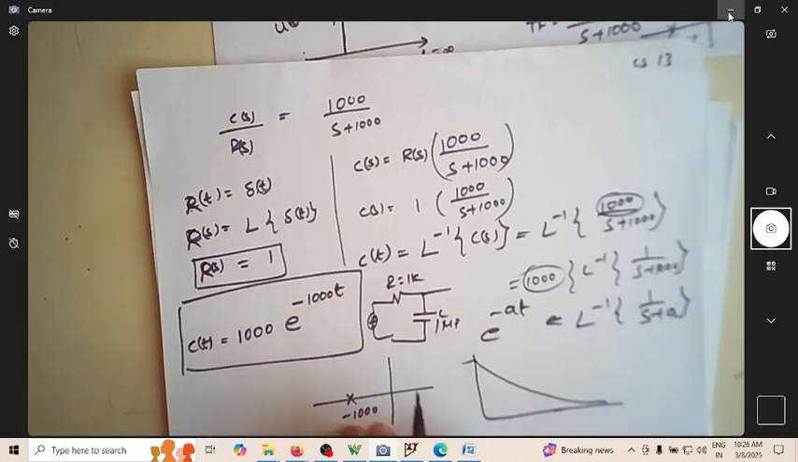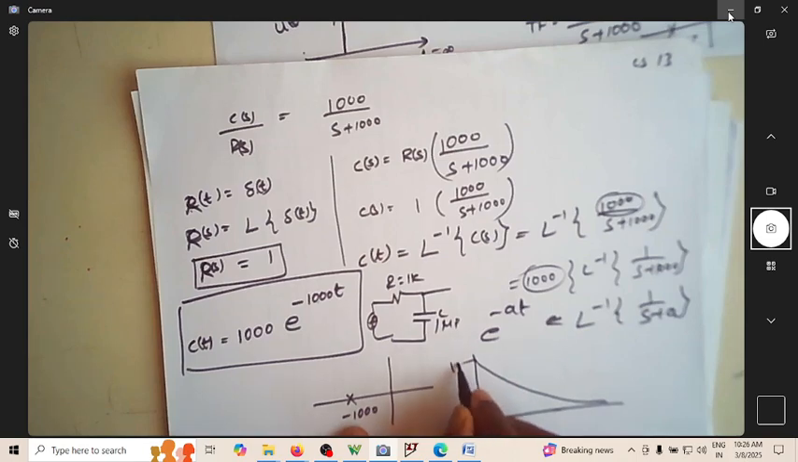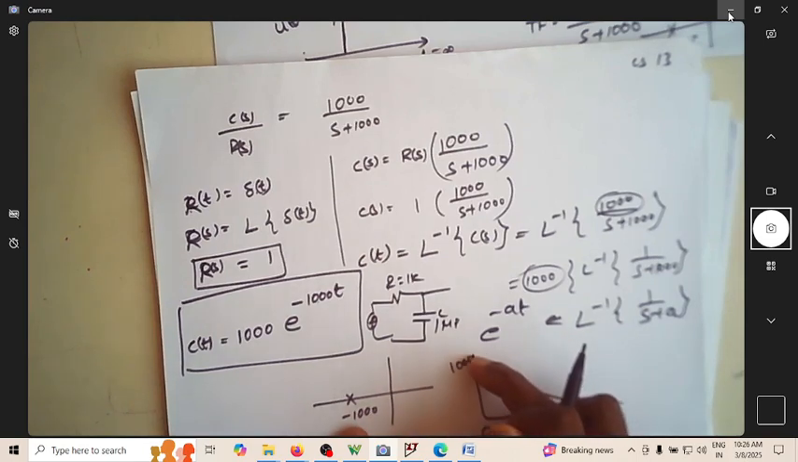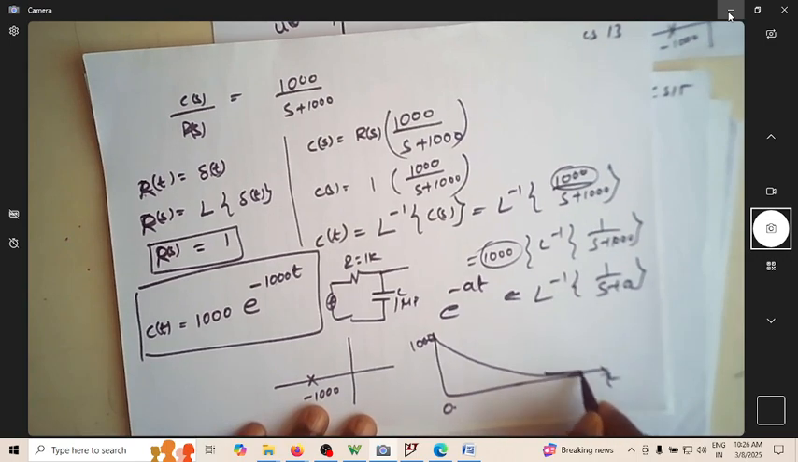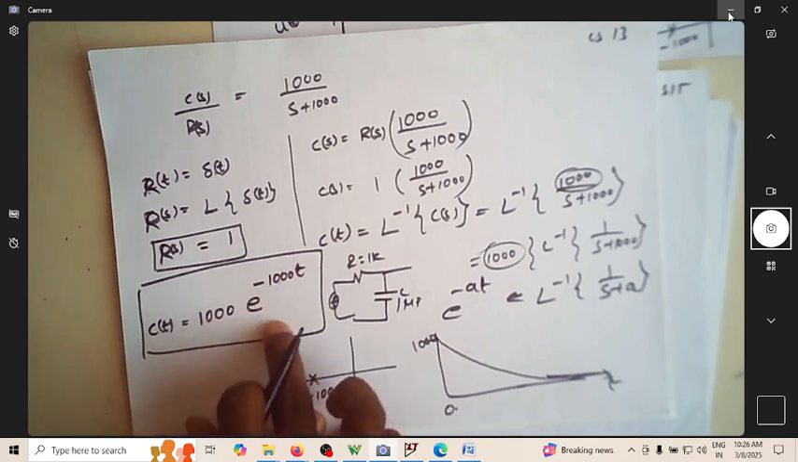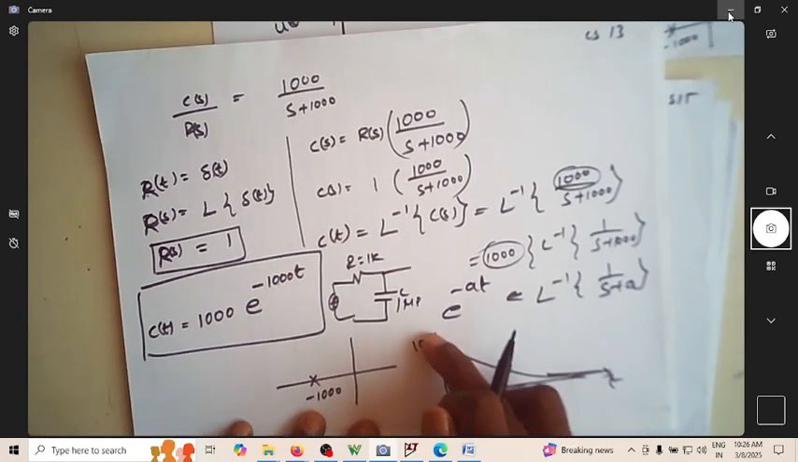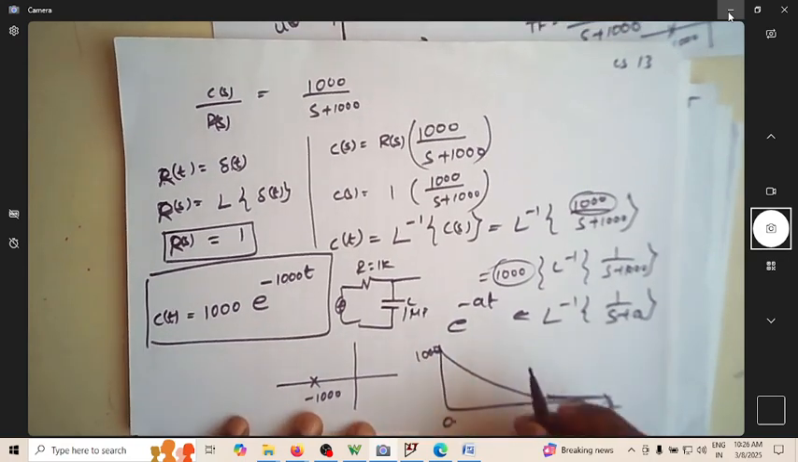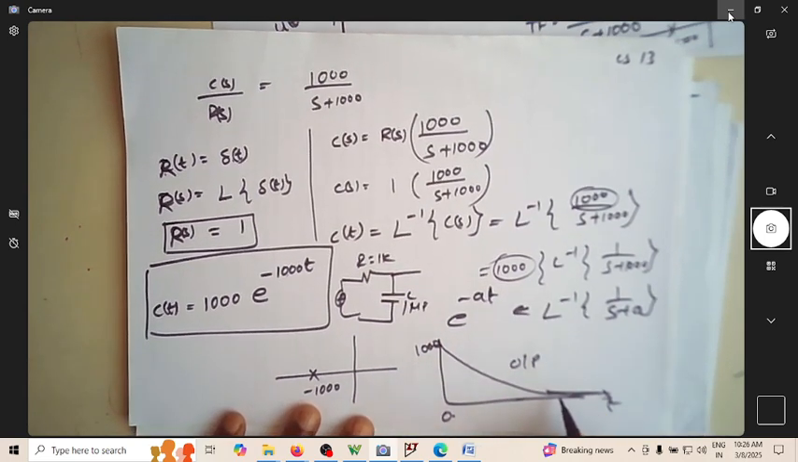This is when t is equal to 0. When t is equal to 0, e power 0 is 1, so it is 1000. Is it not coming down like this? This is your t. As t tends to infinity, this will become 0. So now it is tending to 0. What is this output? Is it a bounded output? As t is tending to 0, what is the magnitude?